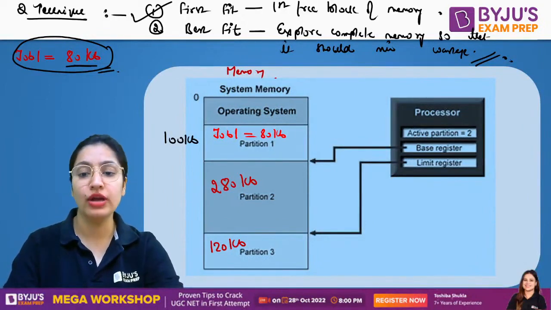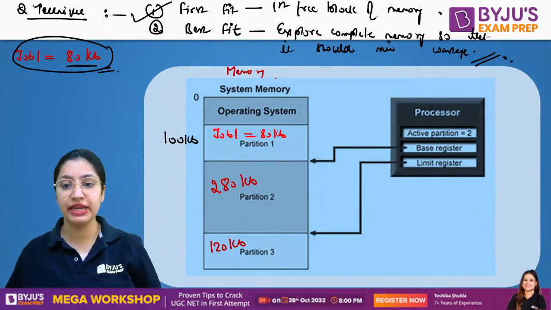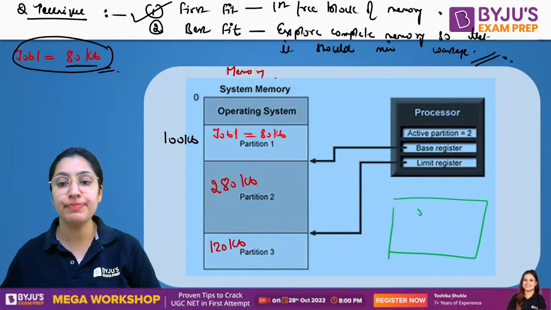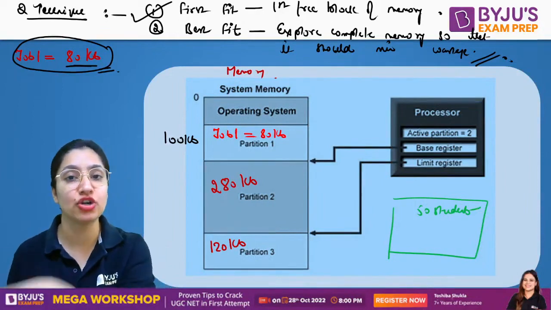In this lecture hall, I have a space of 50 students. Let us consider this is a lecture hall, and it has space for 50 students to sit. 50 students can sit here in this lecture hall.